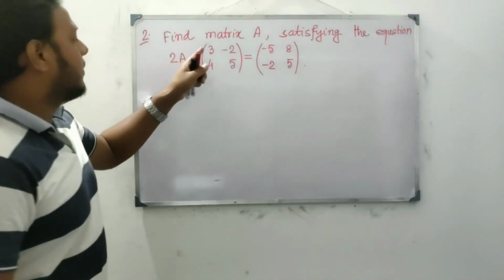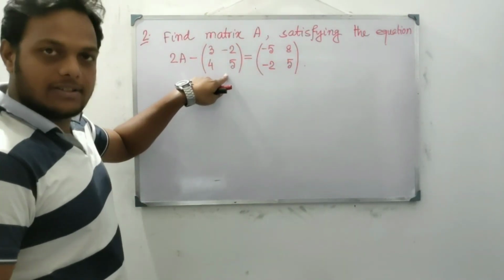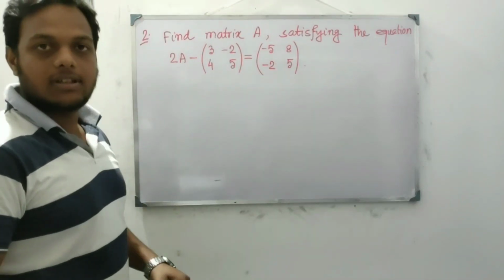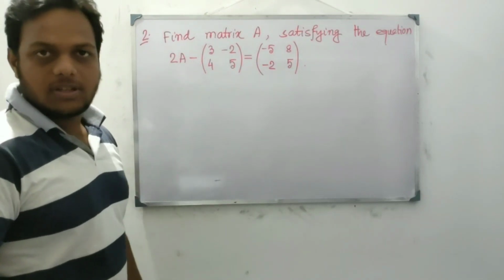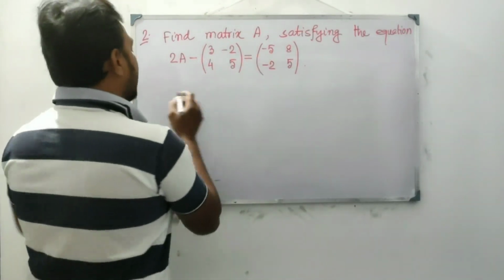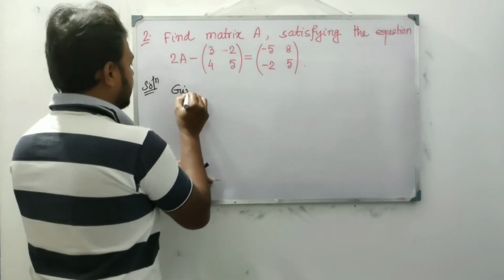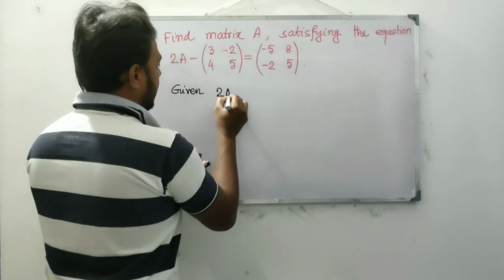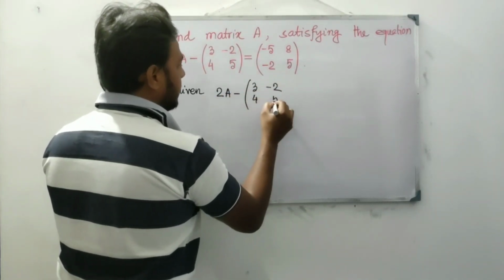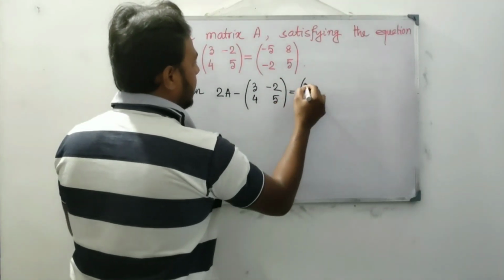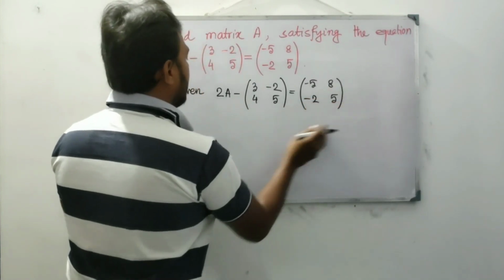Okay, next problem. Find the matrix A satisfying the equation 2A minus a matrix equals another matrix. So we will solve based on our previous concept. Okay, actually these are called matrix equations. So solution. Given that 2A minus the matrix 3, minus 2, 4, 5 equals another matrix on the right hand side, minus 5, 8, minus 2, 5. So we have to solve for A.